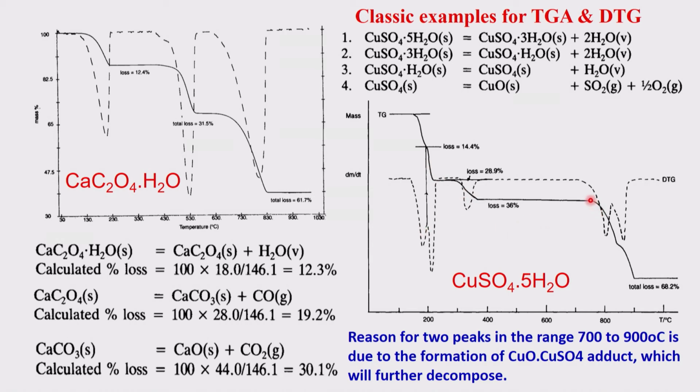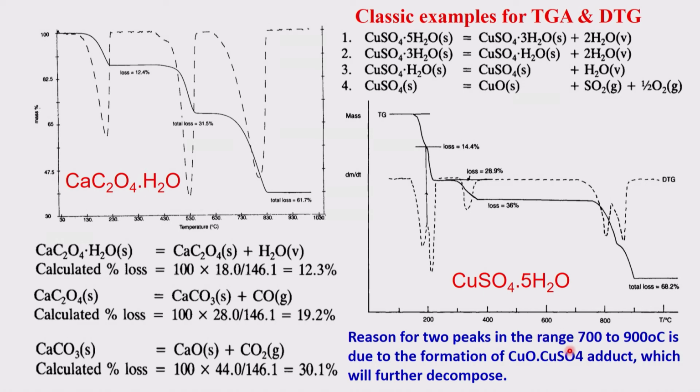Then after 700, 750, you will start seeing the decomposition again, in 2 steps, and you can see that, step 1 and step 2. So, this is copper sulfate breaking down into copper oxide, sulfur dioxide plus 1 oxygen.